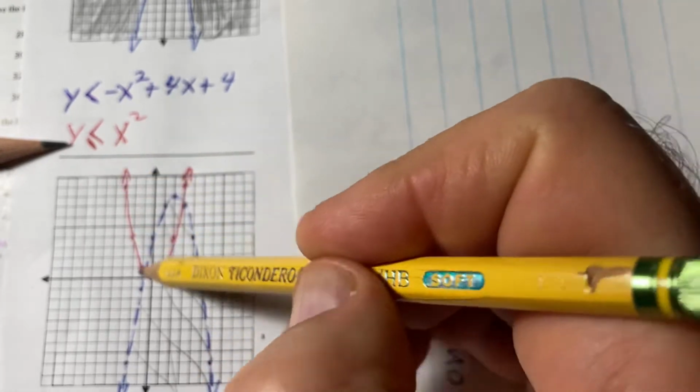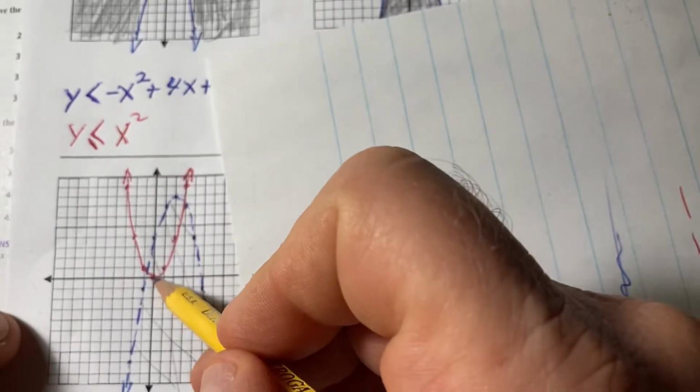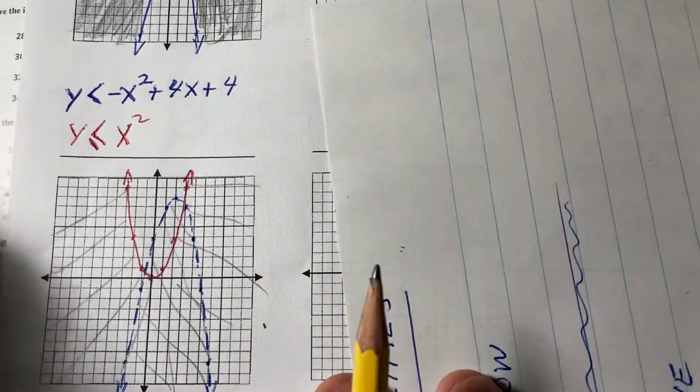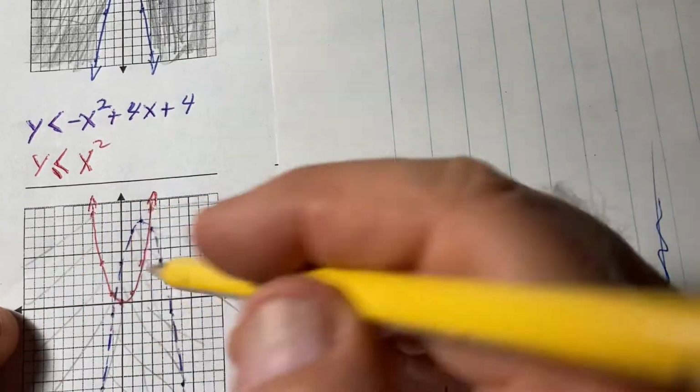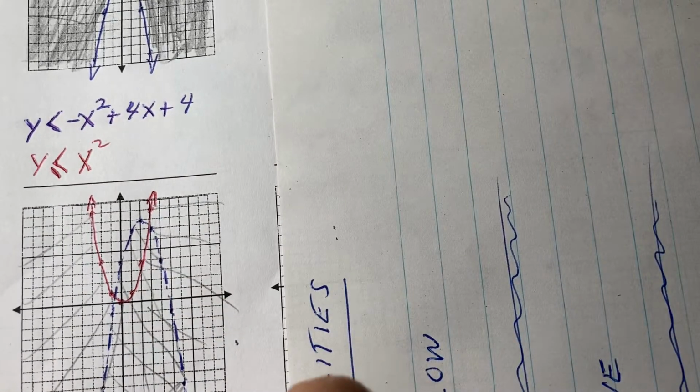It's this curve. Okay, and you're shading below. So below that one would be this area. This area would satisfy that curve. So now which area satisfies both of those? So the only thing that satisfies both is this area right in here.